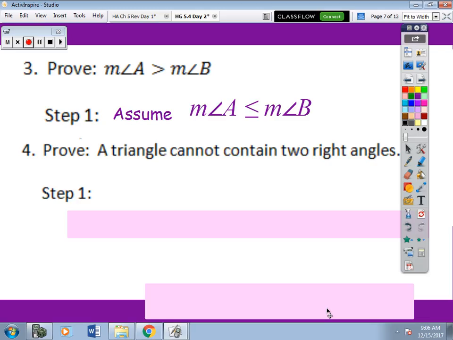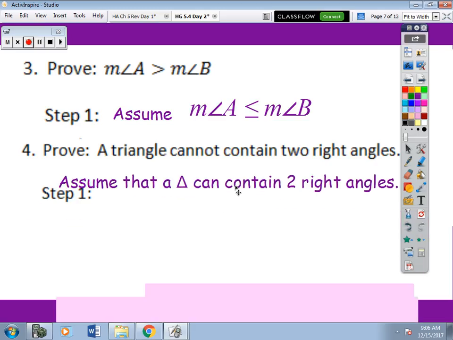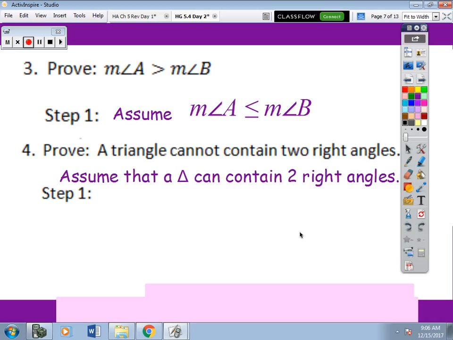It says, prove a triangle cannot contain 2 right angles. So step 1 is to state the negation of the proof statement, which would be a triangle can contain 2 right angles. Let's do step 2 for this. What would this violate or contradict? A triangle had 2 right angles. What would this contradict, something that we know about triangles and their angles?